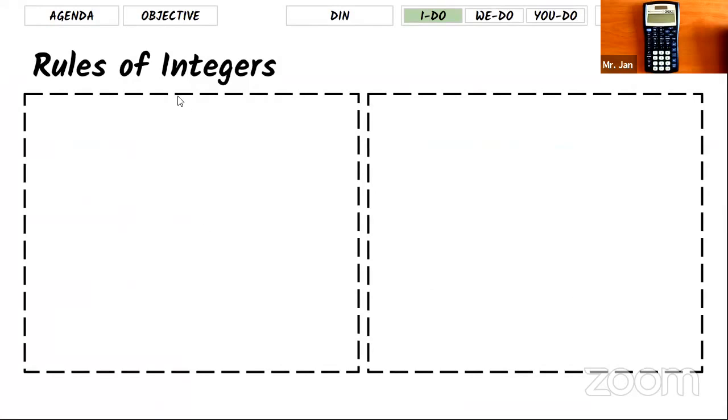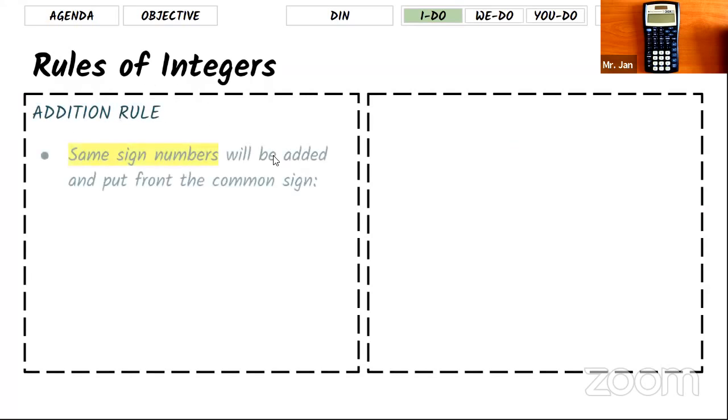And the second thing, we talk about the rules for integers. But this time we apply these rules for rationals, not only for integers. We're going to broaden our knowledge into a wider context, in rationals. So let me quickly review the rules for integers. There is an addition rule for integers. The rule was: same sign numbers will be added and we put the common sign in front, right? So for example, if you have two negative numbers, you add those numbers and put a negative sign in front of it.